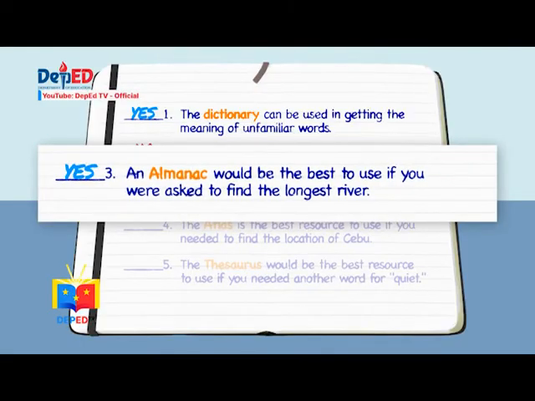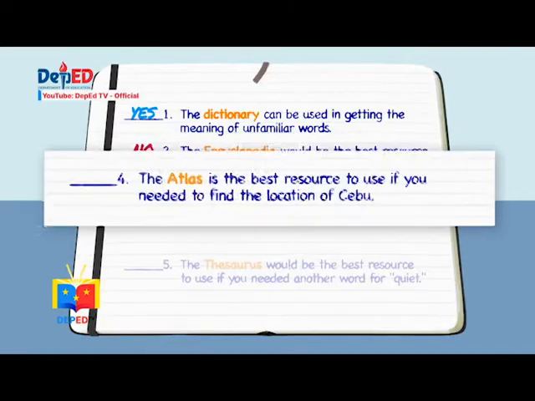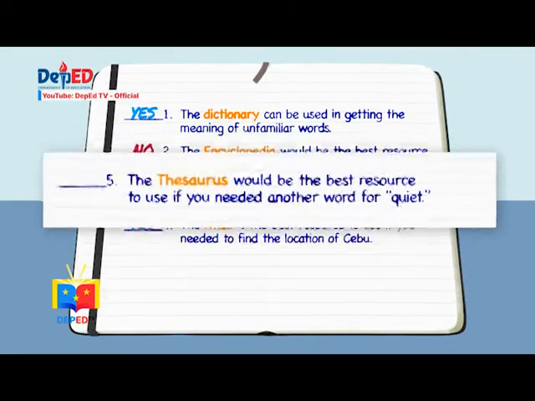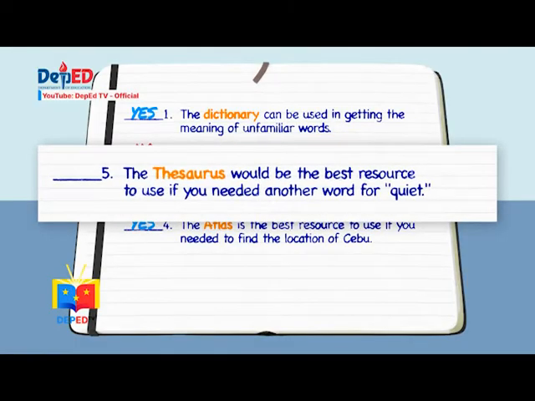Answer yes. Number 4. The atlas is the best resource to use if you need to find the location of Cebu. Answer yes. Number 5. The Thesaurus would be the best resource to use if you need another word for quiet. Answer yes.